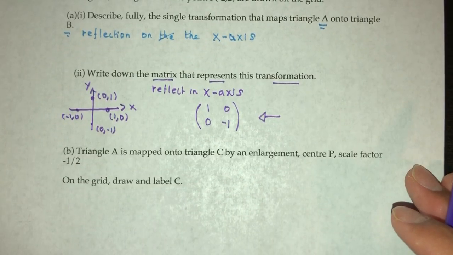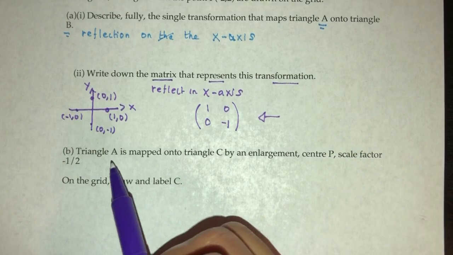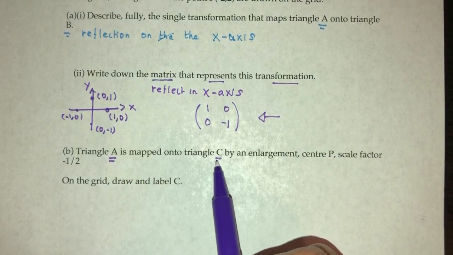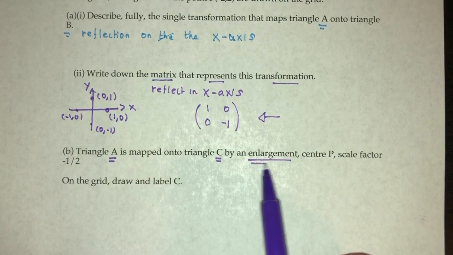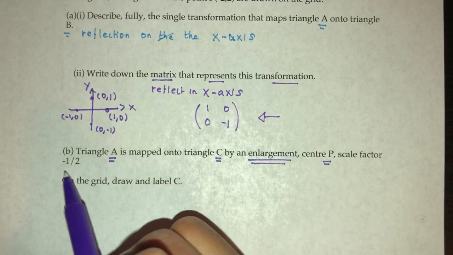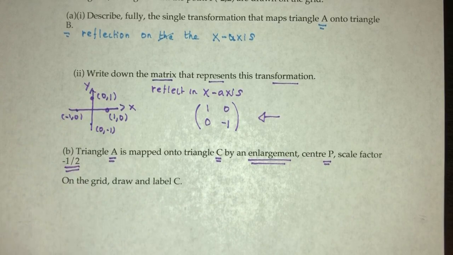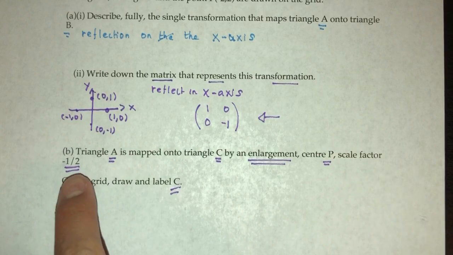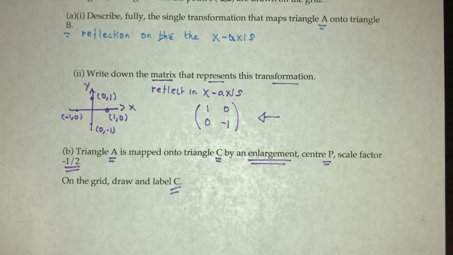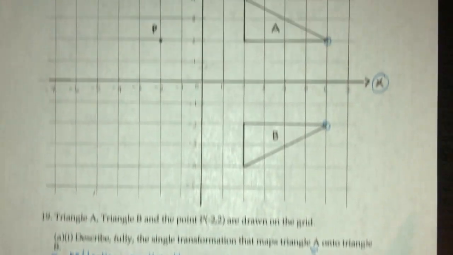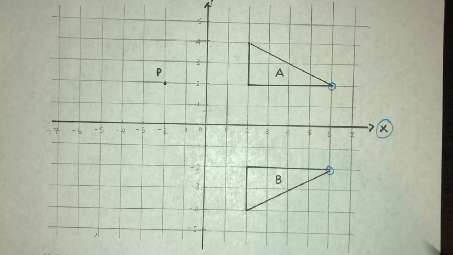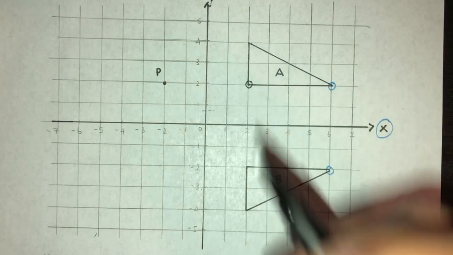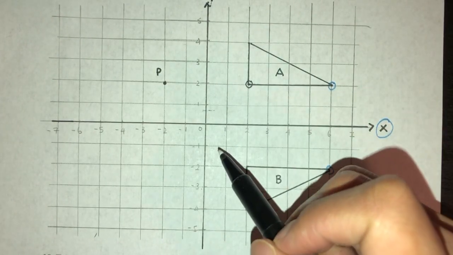Now for part B, triangle A is mapped onto triangle C by an enlargement, center P, scale factor minus 2. Now the question: on the grid, draw and label C. So what do we know? We know the center is P and the scale factor is minus 2. So pretty easy. We have to take the points. The first point here is this one. This is the point 2, 2.